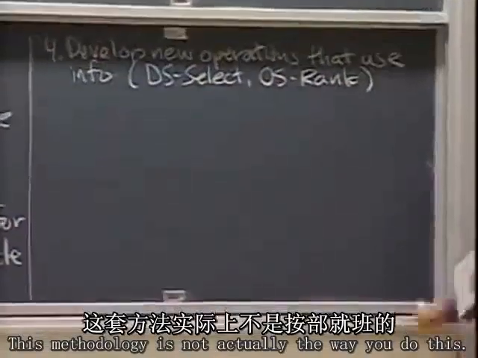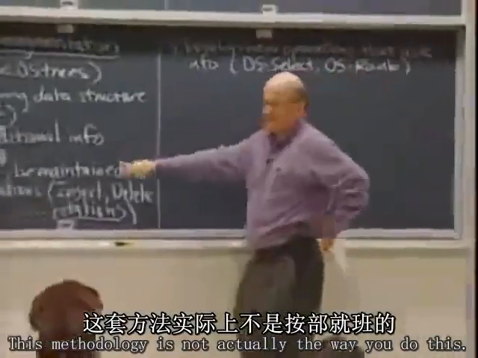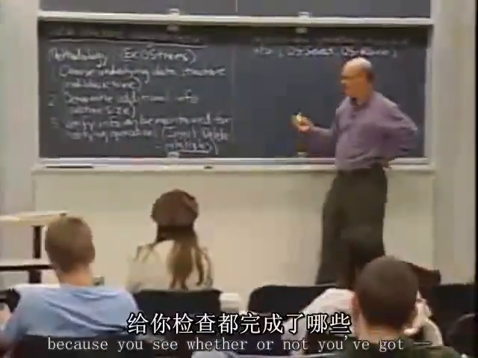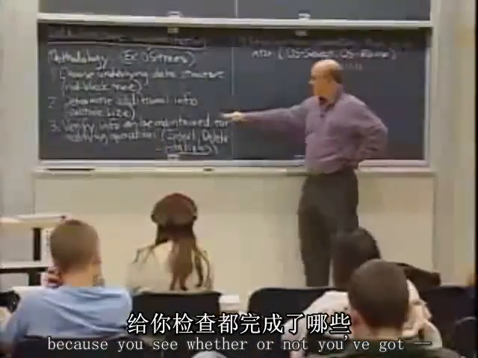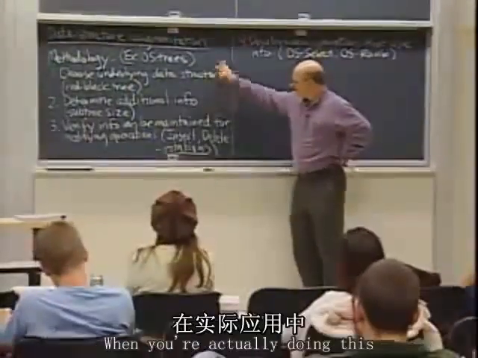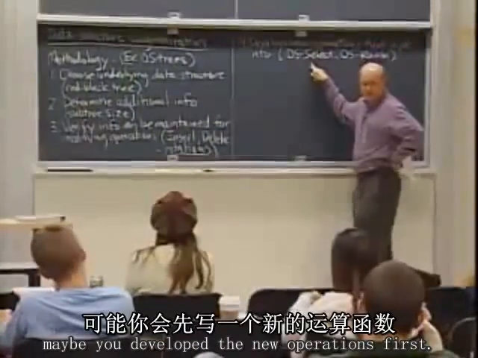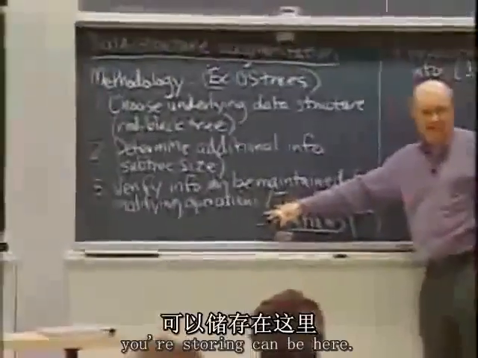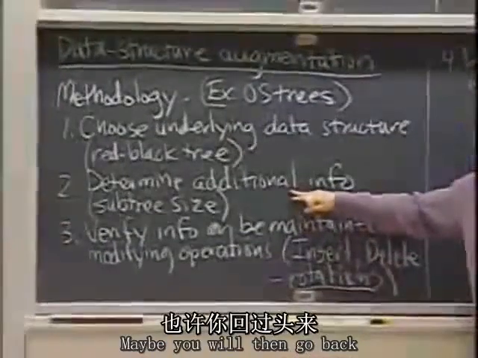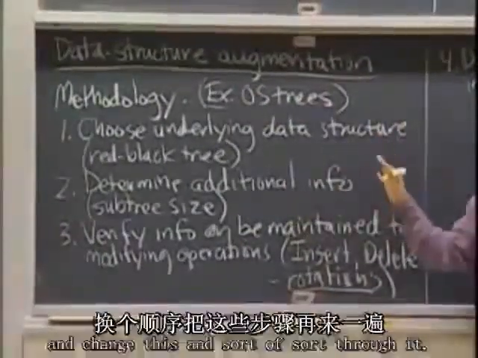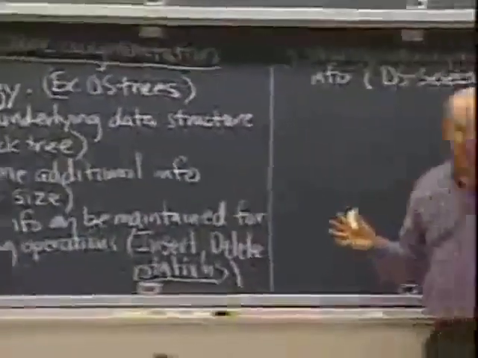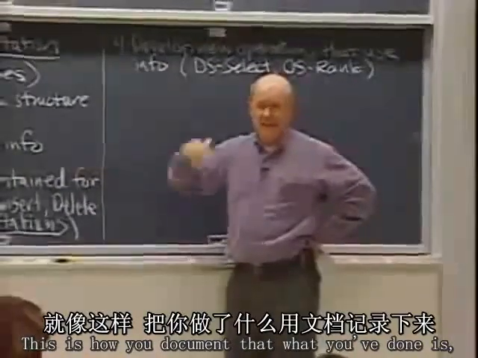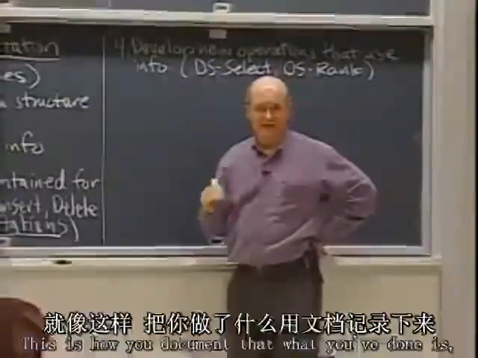So this methodology is not actually the way you do this. This is more like a checklist, because when you're actually doing this, maybe you develop the new operations first. You got to keep in mind the new operations while you're verifying that the information that you're storing can be maintained. Maybe you then go back and change this. And you sort of sort through it. This is more a checklist that when you're done, okay, this is how you write it up. This is how you document that what you've done is in fact a good thing. You have a checklist.